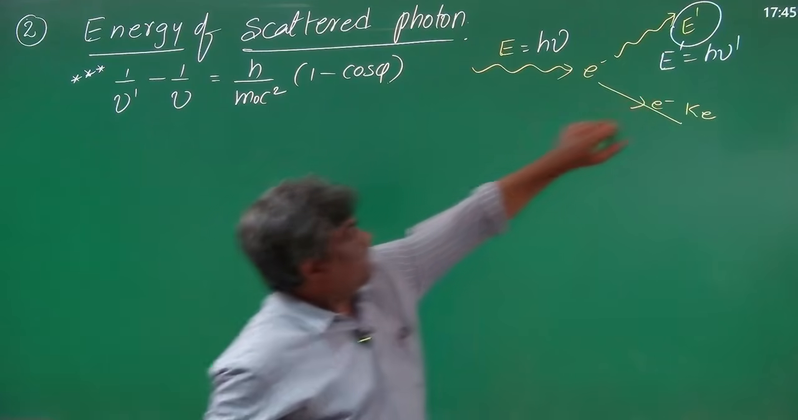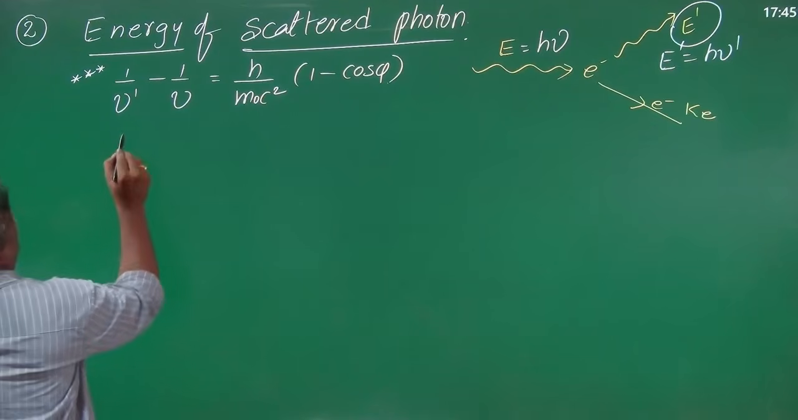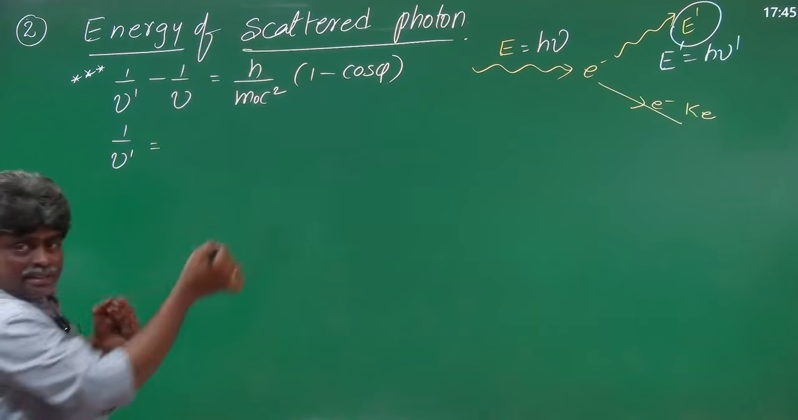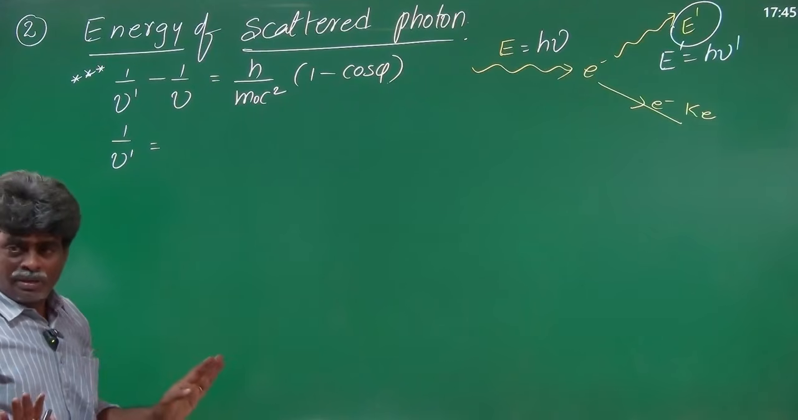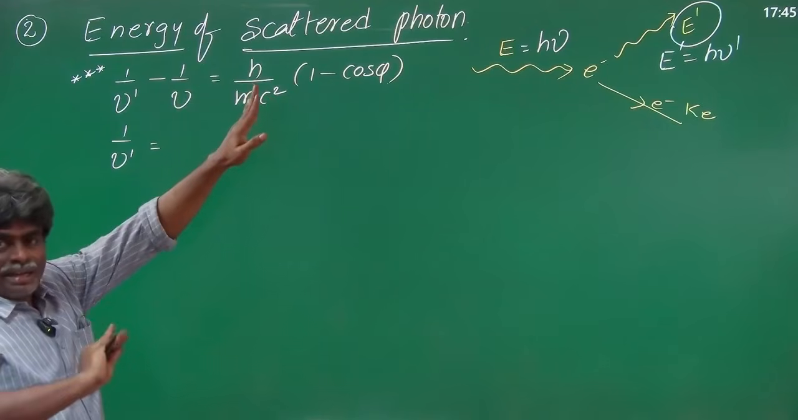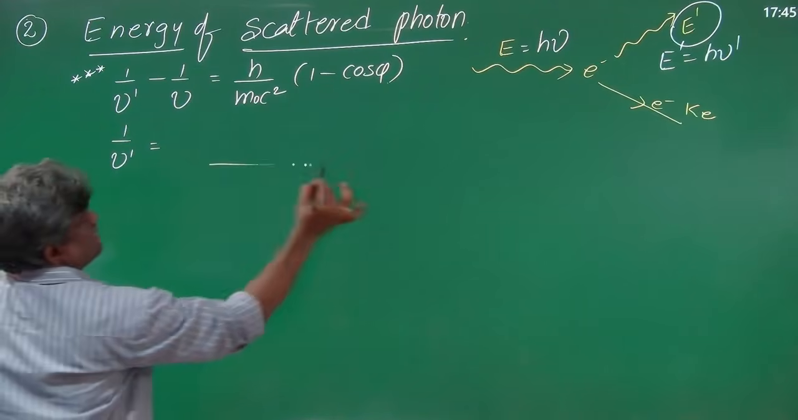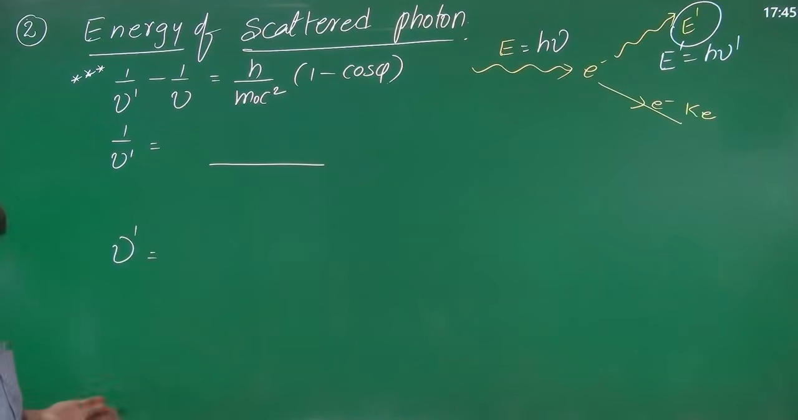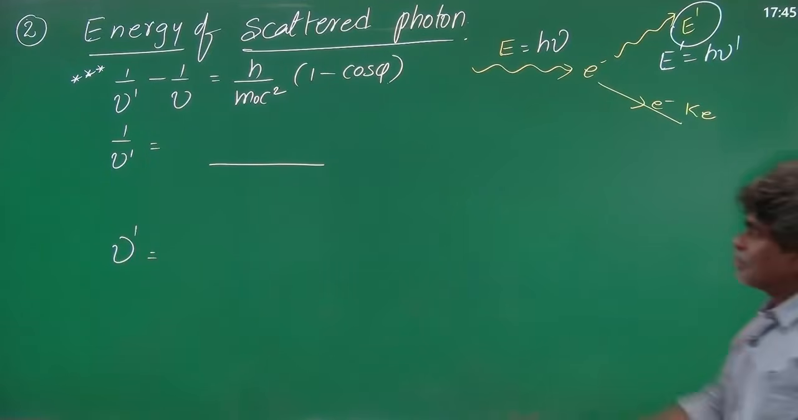If you want to find E prime from this relation, what will you find? Nu prime. So 1 by nu prime equals, bring this side, take the LCM, and reciprocate it. After the LCM, reciprocate it, then what will you get? Then multiply with the... come on, try. It's school level algebra.